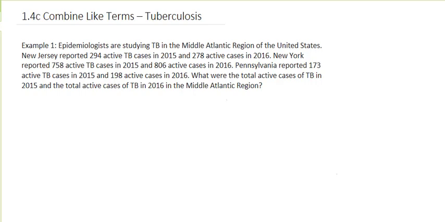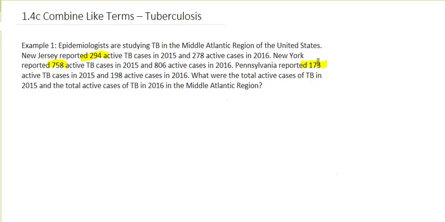What are the total active cases of TB in 2015 and total active cases of TB in 2016 in the Middle Atlantic region? So to solve this, let's highlight all the active cases in 2015 in the highlighter of yellow. So we have 294, and then we have 758, 173.